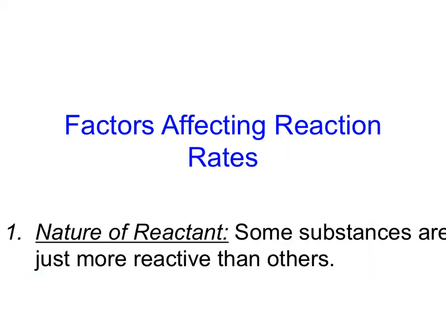So now we need to discuss the 5 factors that affect the rate of a reaction. The first one is called the nature of the reactant, and it basically is telling us that there are just some substances in this world because of their atomic structure that are more reactive than others, such as the alkali metals being more reactive than, say, the transition metals.